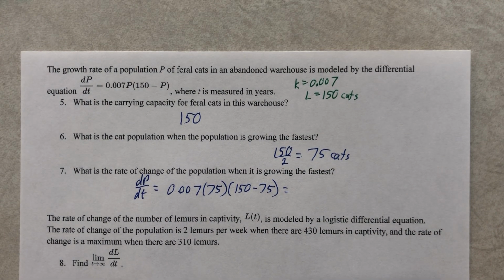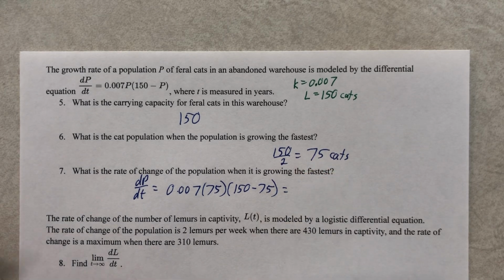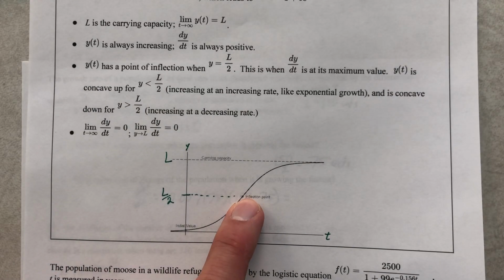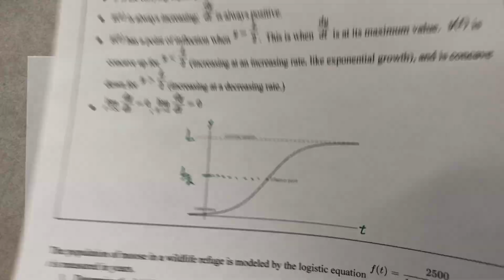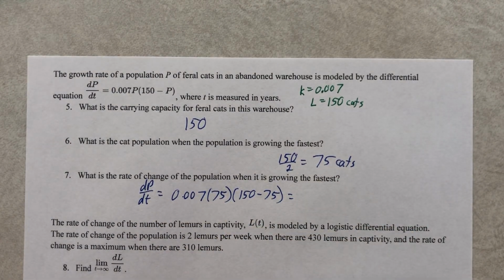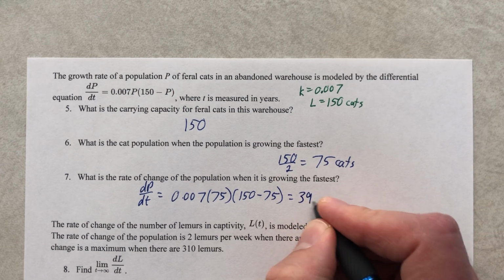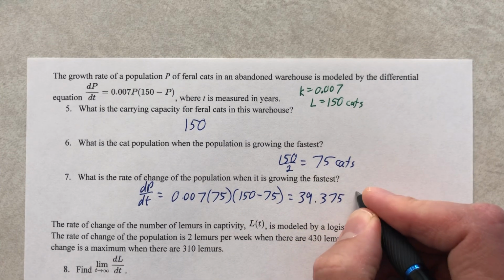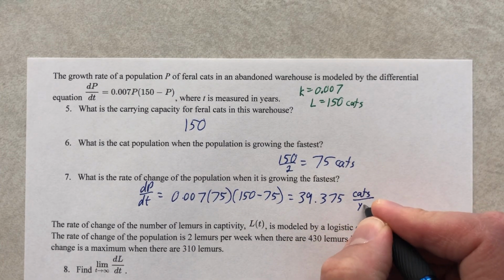So at its highest growth rate, which is half the carrying capacity, let's use a different graph. It's the steepest graph, steepest slope right there. That is going to be what I get when I type all this in the calculator, and I will save you the trouble. It is 39.375 cats per year.